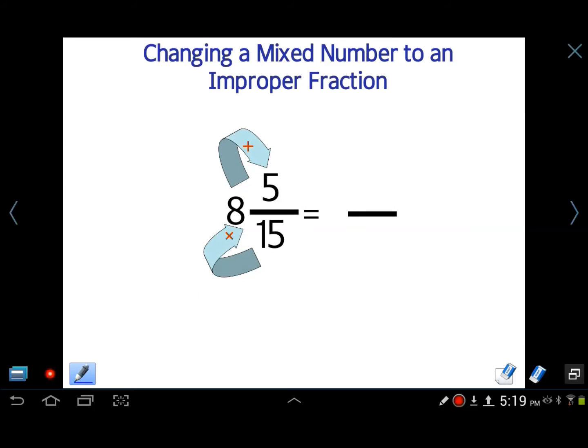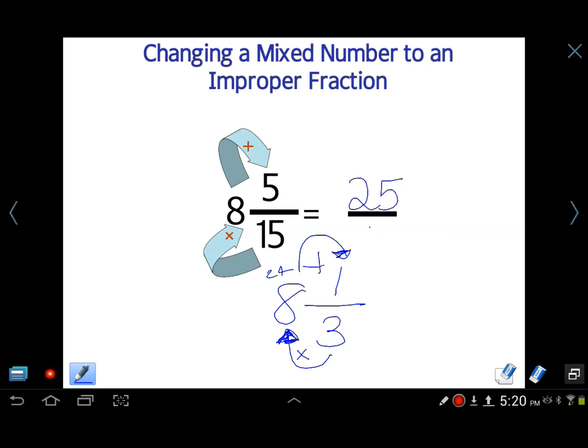This one is 8 and 5/15, and this is perfect for reducing before you actually multiply. So 8 and 5/15 is really 8 and 1/3. I would rather do this multiplication. If I were a 6th grade student, I'd rather do 3 times 8. That's not too difficult. 3 times 8 is 24. And then 24 plus 1 is 25. So 25 thirds is the answer.